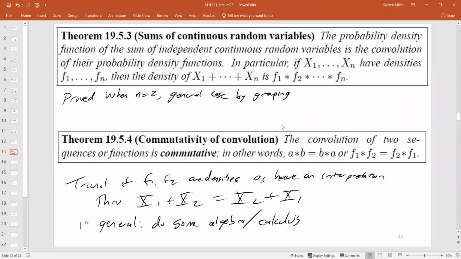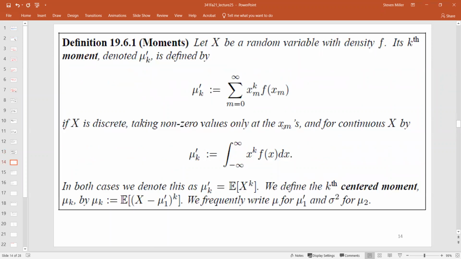So given that this is a probability class, it should not come as a surprise that we're only going to really be using this when F1 and F2 are probabilities. So the simple proof is enough for us, but it's good to know that you can generalize it without too much trouble. Okay, so now definition of moments, we've seen this before.